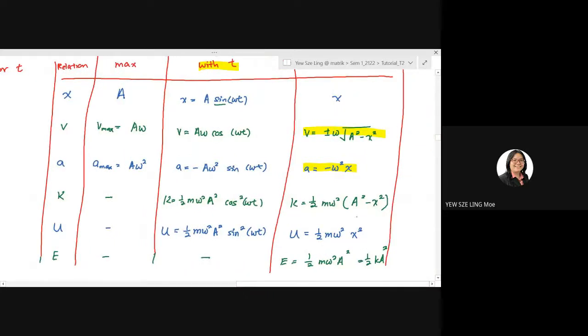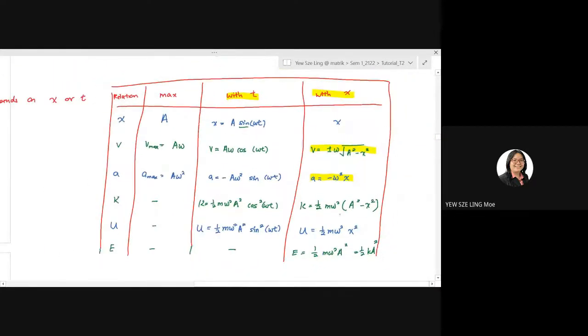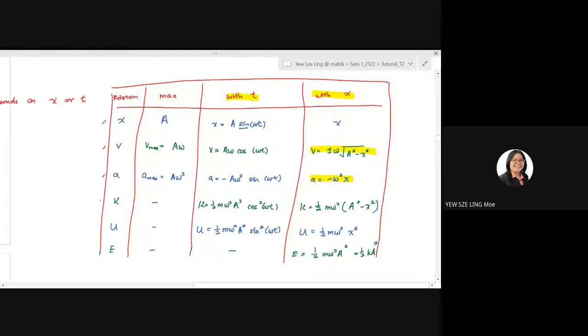Okay. So you write down this summary table. You have the equations with time, and equations with x. So basically it sums up the things that we learned today. You have a, x, v, a, K, U, E. So these are the 6 quantities that we learned today.